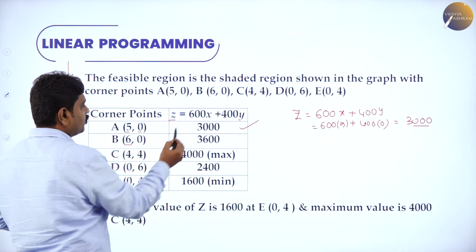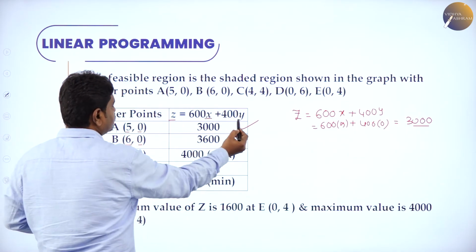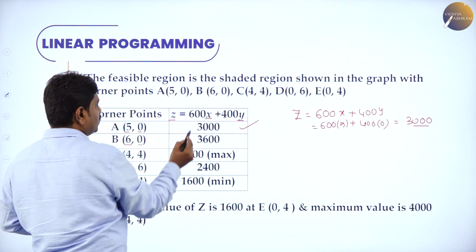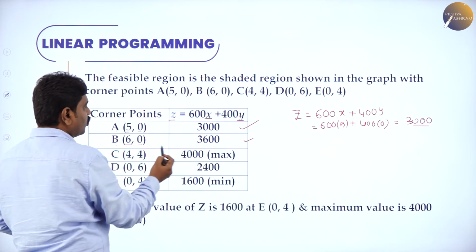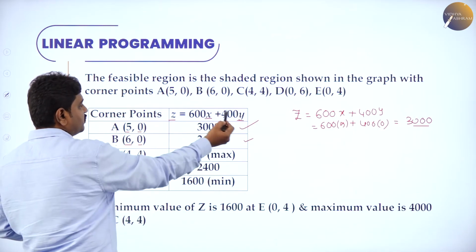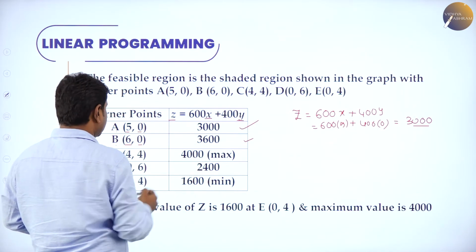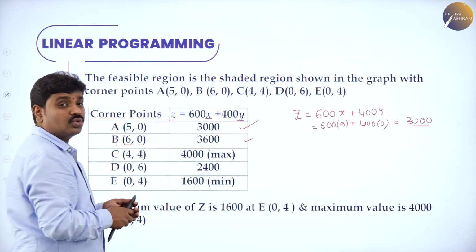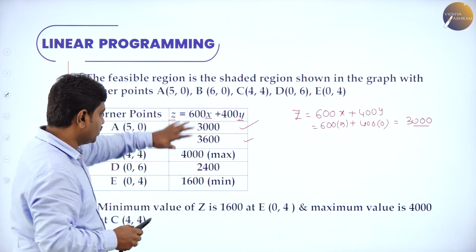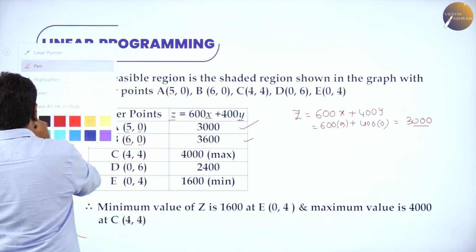Similarly, in the place of x, if you put 6 and in the place of y put 0, 400 into 0 is 0, 6 into 6 is 36, so you will get 3600. Then for 4, 4: in the place of x put 4 and in the place of y put 4, you will get 4000. Substitute the corner points in the objective function and you will get this table. So you should write the corner point table.